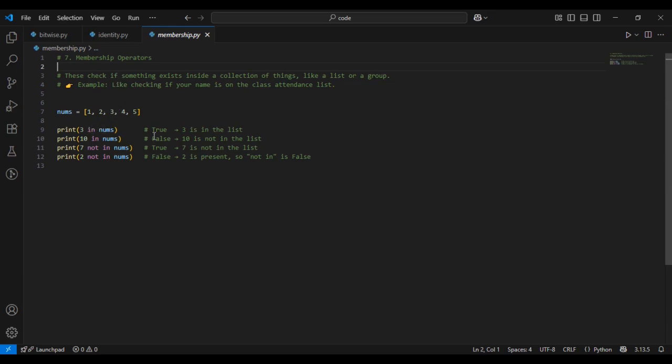So the answer will be true. If we check 10, it will give false because 10 is not present. And we use this not operator here also. So the not operator is used in many different types of operators. It will invert or reverse the answer.